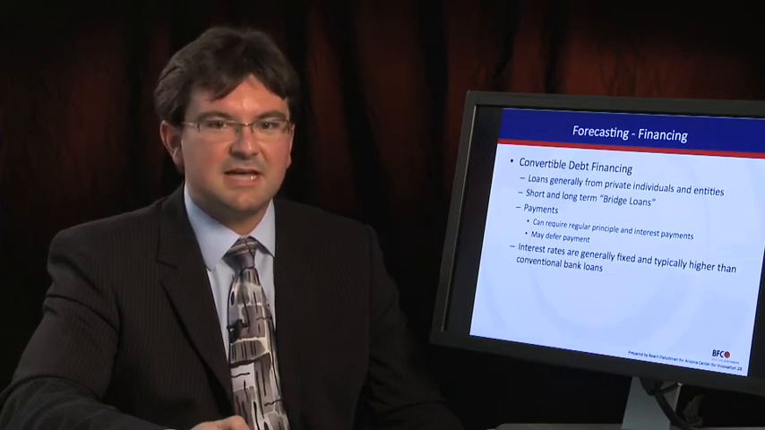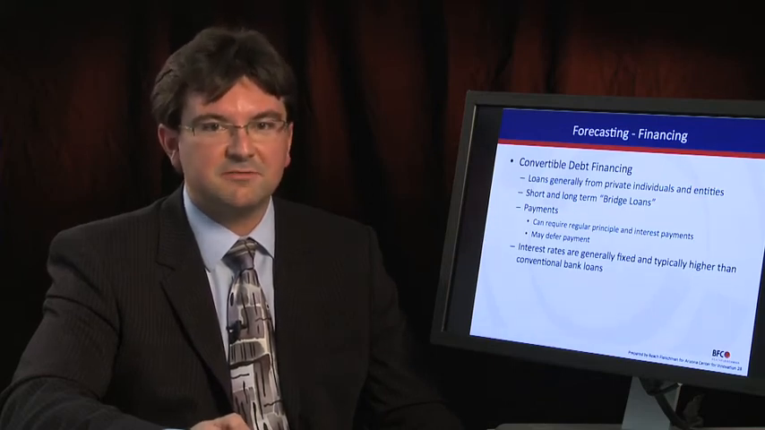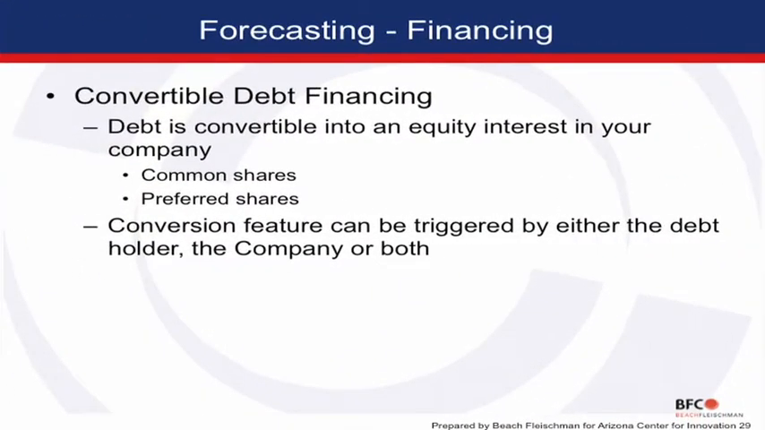The interest rates on these types of loans generally are a little bit higher than conventional bank loans because typically there's a little bit more risk involved. These are the loans that you oftentimes do see with startup companies. Convertible debt is convertible because it's convertible into shares and equity interest in the company. It can be convertible into common shares or preferred shares.